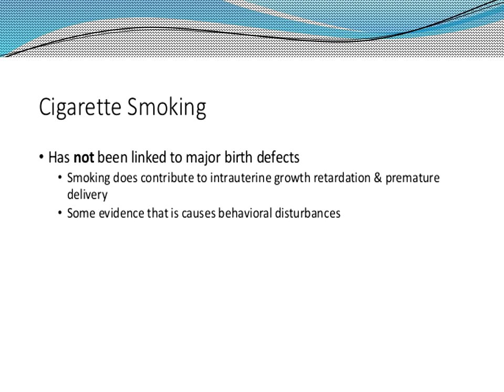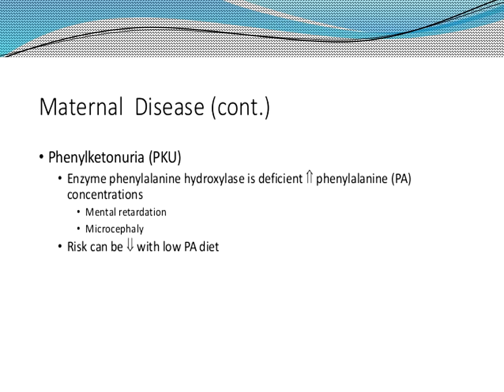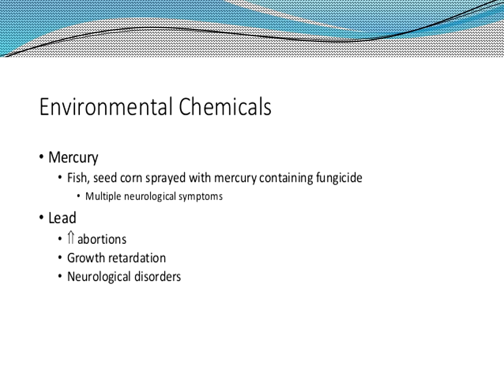Cigarette smoking has not been linked to major birth defects, but it has some evidence to cause behavioral disturbances. There is also a role of hormones such as androgens, diethylstilbestrol, oral contraceptives, and cortisones in congenital malformations. Maternal diseases which can cause congenital malformations include phenylketonuria. Environmental chemicals such as mercury and lead can also lead to congenital malformations.